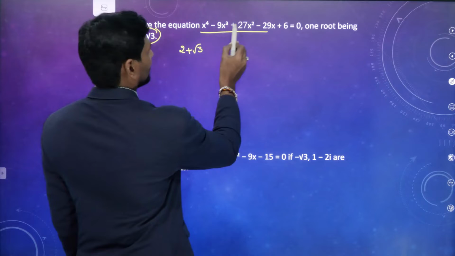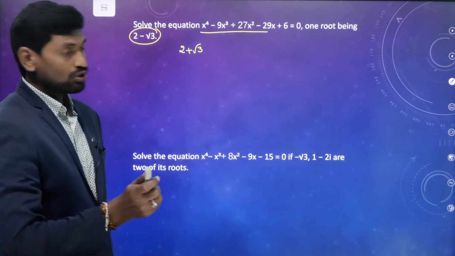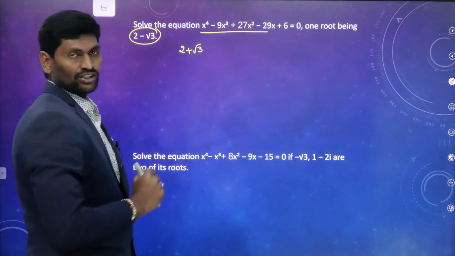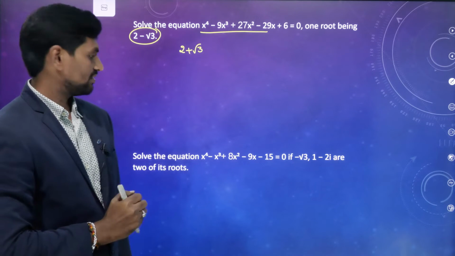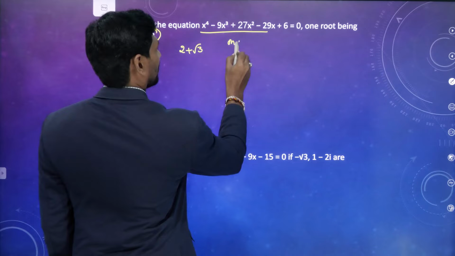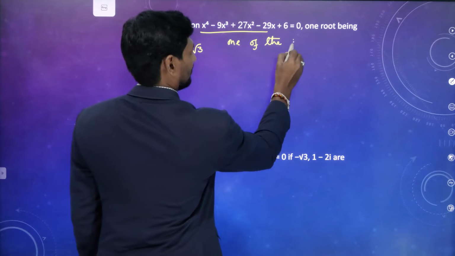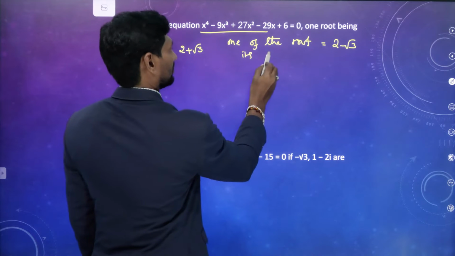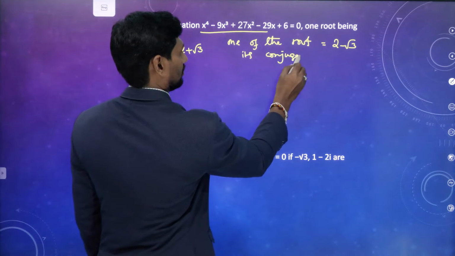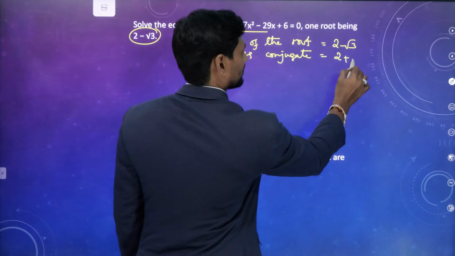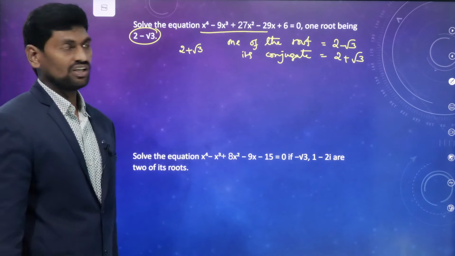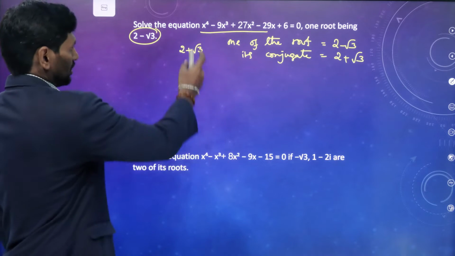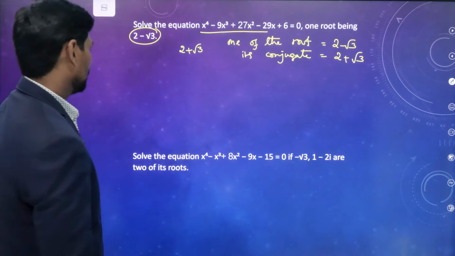Here, see, all the coefficients are rational numbers. So if one of the irrational roots we got is 2 minus root 3, then automatically its conjugate pair is 2 plus root 3. So one of the roots is given, 2 minus root 3, and its conjugate root is 2 plus root 3. So let us solve this equation.